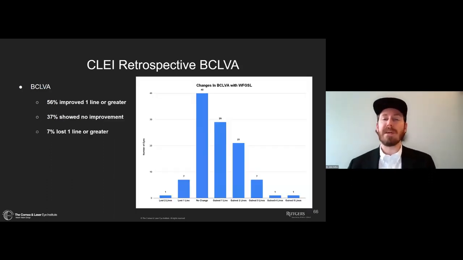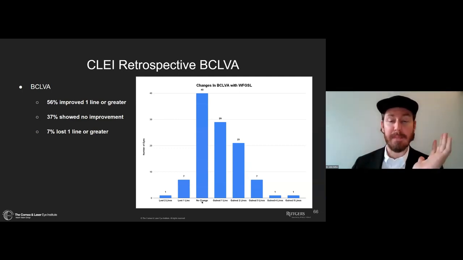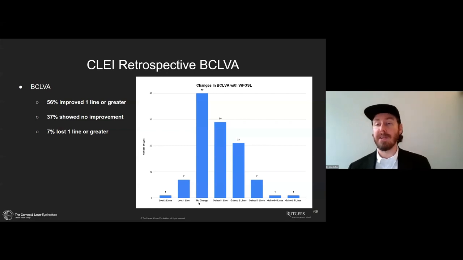Now, when we looked at the retrospective data, the interesting thing was that this was anybody who wanted to try it, right? And what we saw was that a large percentage of these individuals actually had no change in their visual acuity.